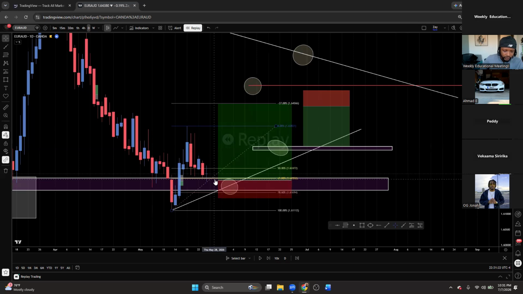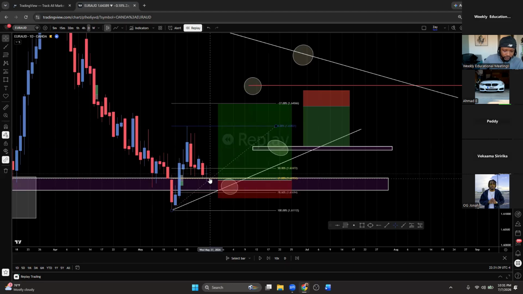Wait for confirmation. A lot of people think we're supposed to just automatically buy here. Guys, you don't just automatically buy the line and expect market to just shoot up. You have to look to the left to understand, why would market go up from here? What tells me that market is going to respect this level and shoot up?